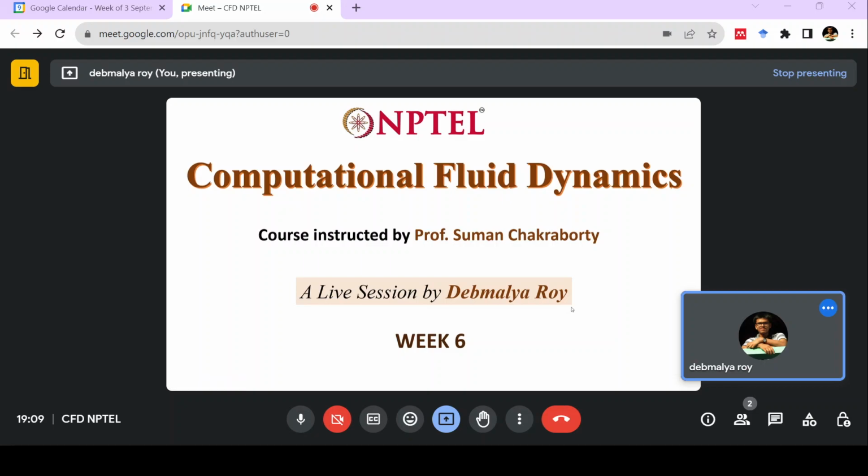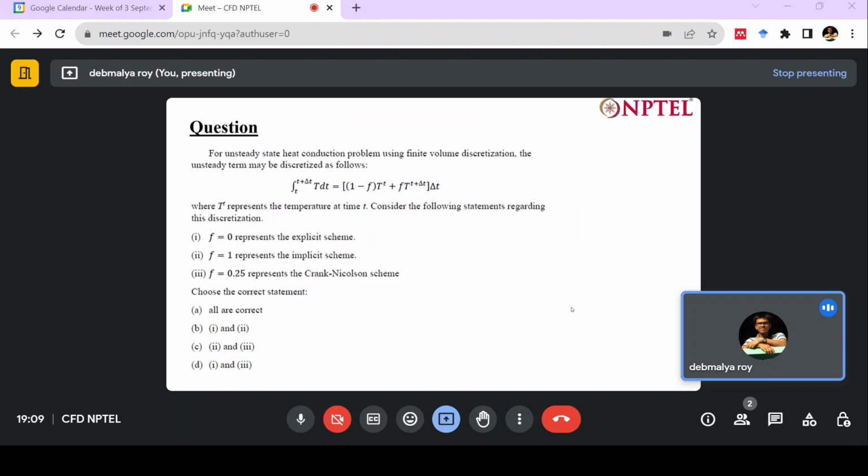So, starting from where we left off in the previous week, we were just about to discuss the unsteady heat equation, and how we can solve that using finite volume discretization. So we will take up this question to further elaborate that point.